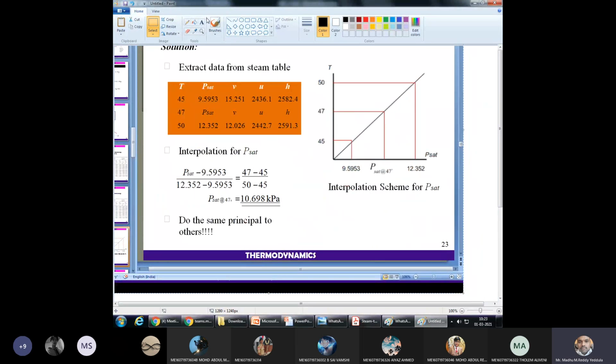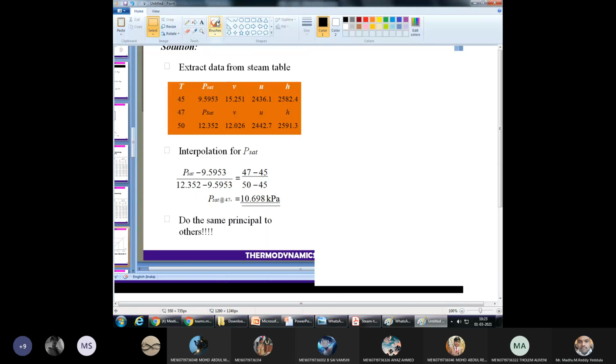Now we will do this for 45 degrees. Now I want the saturation pressure at 47 degrees centigrade, right? So at 45 degrees, what is the saturation pressure? 9.5953. At 50 degrees centigrade, the saturation pressure is equal to 12.352 bar. Okay, right.